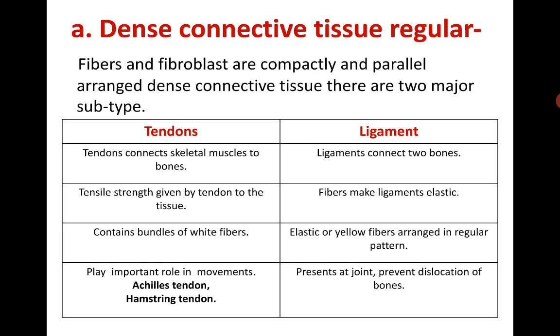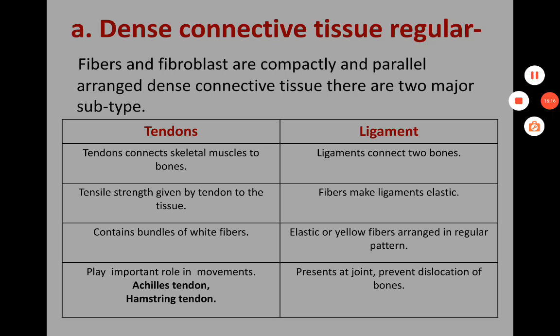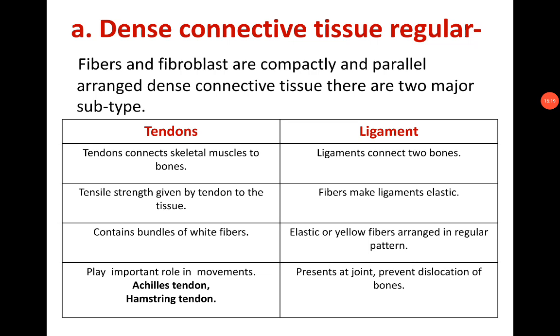Fibers and fibroblasts are compactly and parallel arranged. In dense regular connective tissue, there are two major subtypes: tendons and ligaments. Tendon is a structure which connects muscles and bone. The structure which connects skeletal muscles and bone is called a tendon.